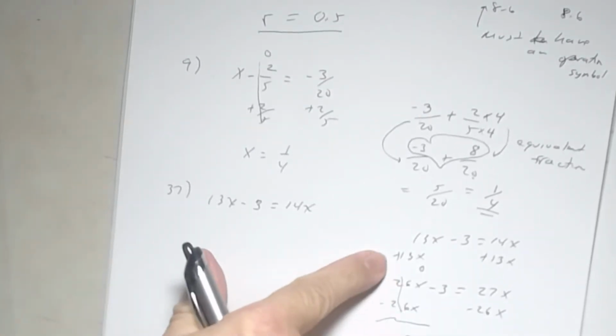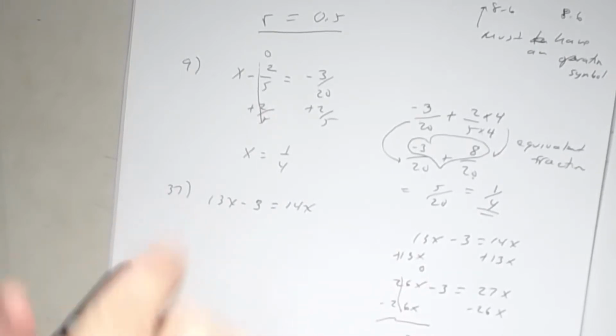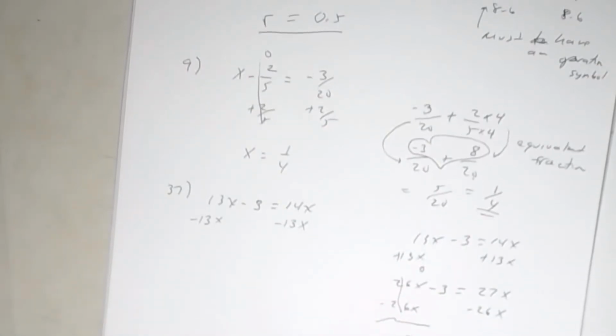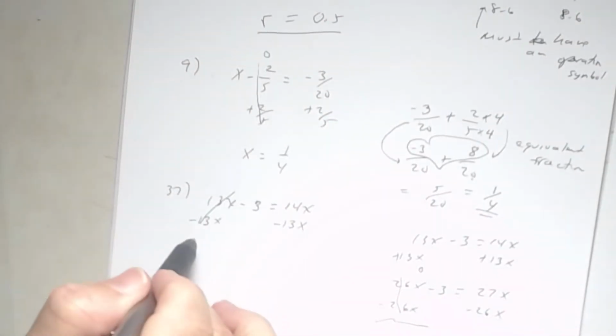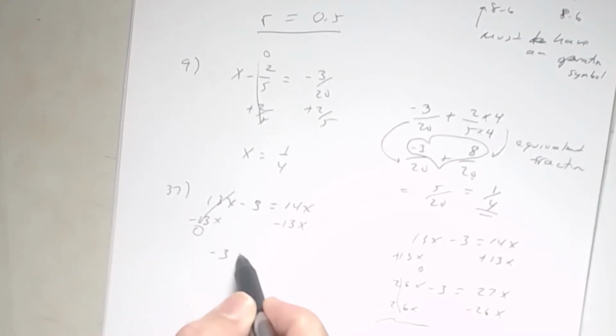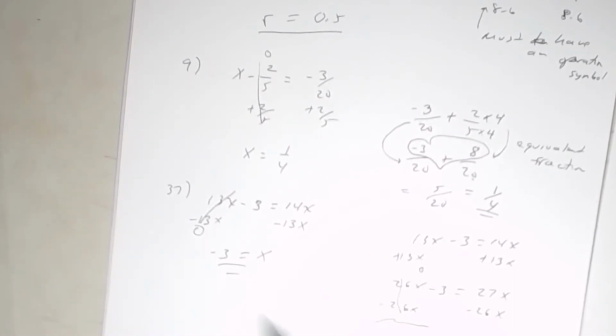So instead of adding 13x to both sides, I need to do what? Subtract 13x. And then 13x minus 13x is 0. 0 to negative 3 is a negative 3. And what's 14x minus 13x? So you get the same thing. It's just that this is a lot quicker. Okay? All right.